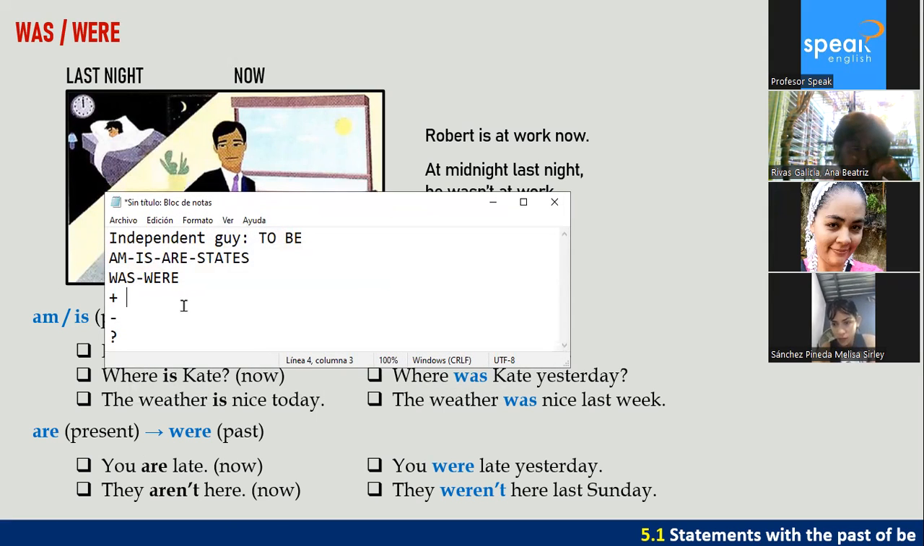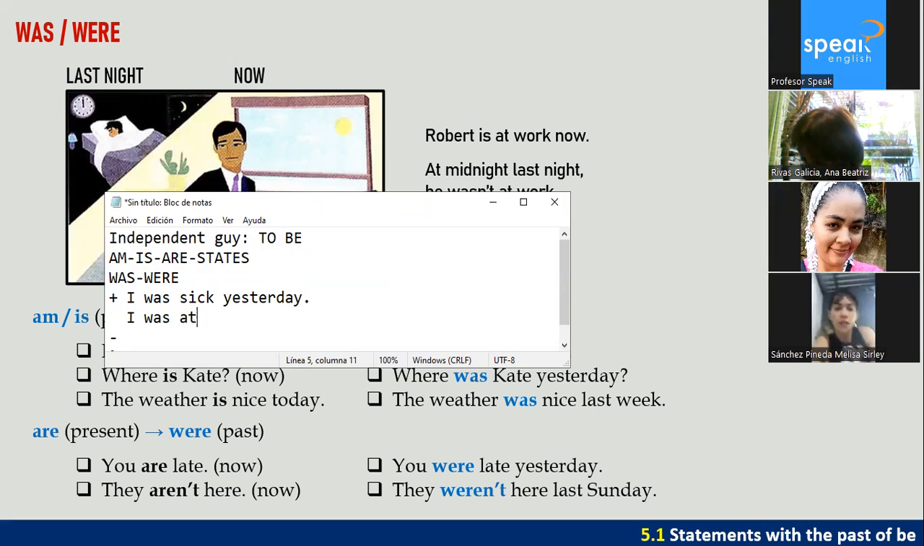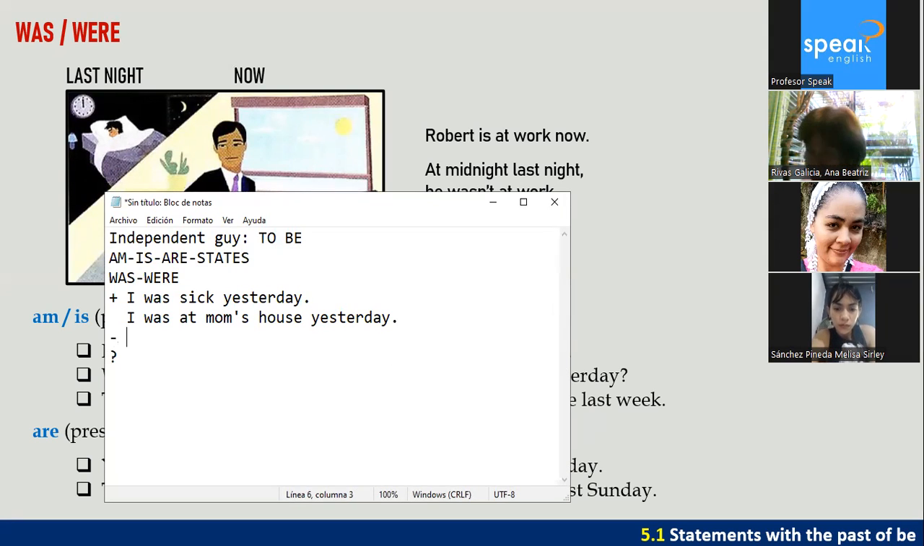Now, how does it work? It depends on whether you want to use the verb to be in the singular or plural form. For example, I can say, I was sick yesterday. Or I can say, I was at my mom's house yesterday. That is the affirmative form. The negative form would be, I wasn't sick yesterday, or I wasn't at my mom's house yesterday.